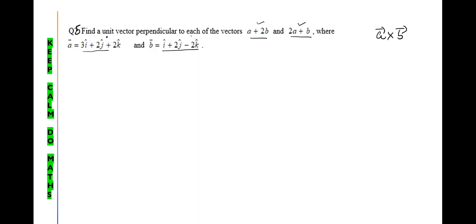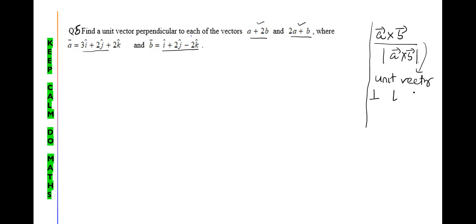So here we are given unit vector perpendicular to both the vectors. That means if you have to find unit vector perpendicular to both A and B, that would be A cross B by magnitude of A cross B. Okay, so this is the concept we need to use here. So A plus 2B, 2A plus B. Okay, so we are having these two vectors.